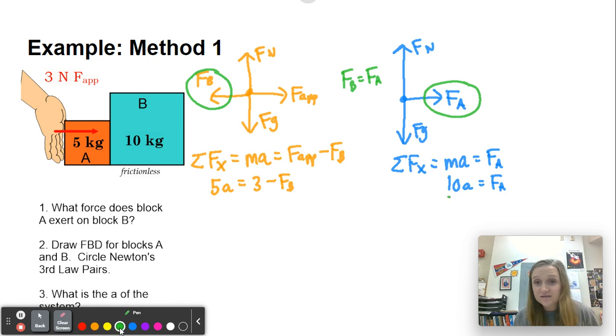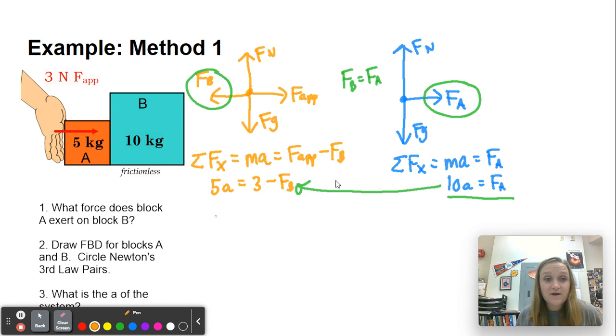I've got an equation that says FA is equal to 10A. I'm going to take that and plug it in right here to this equation to solve for A. So I have 5A equals 3 minus 10A. And from here, it's just an algebra problem. I'm going to add 10A to both sides. So I have 15A equals 3.